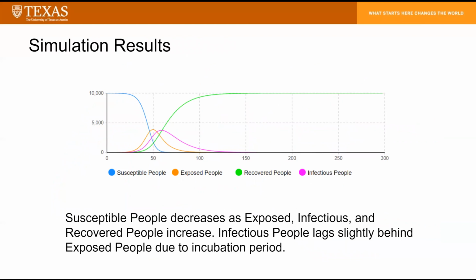Here's a screenshot of the final plot. We can see that as the susceptible people plot decreases, the exposed, infectious, and recovered people stocks all increase. You can also see that the infectious people stock lags slightly behind the exposed people stock, which are the purple and orange lines in that graph respectively. This is because there is a 10-day incubation period, so people become infectious at a delayed time from when they are exposed.